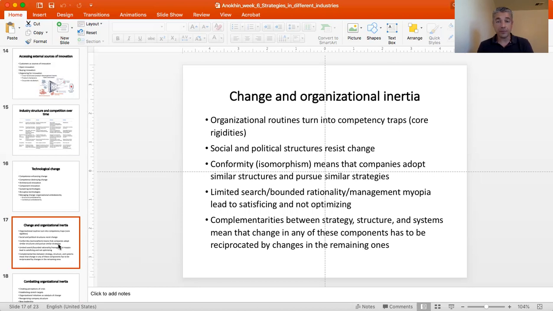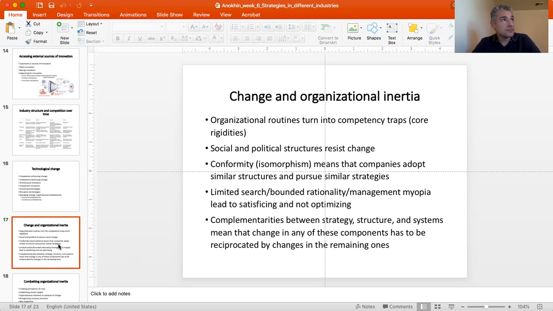People are boundedly rational. They do not necessarily search for optimizing at all times. So change is hard. People try to find the first solution that kind of works and stop there. So that is this management myopia and satisficing as opposed to optimizing.